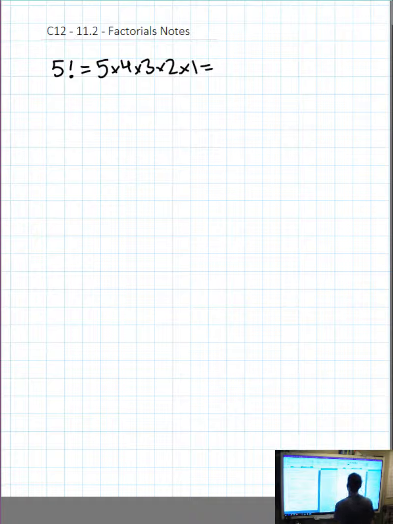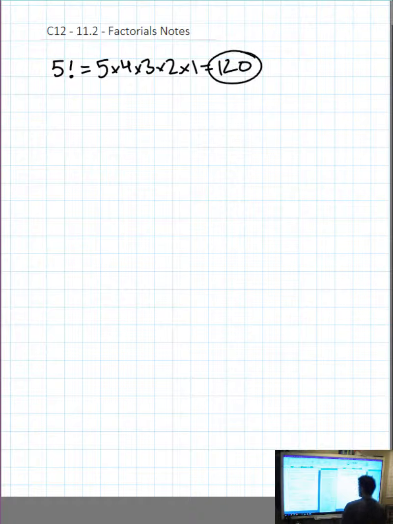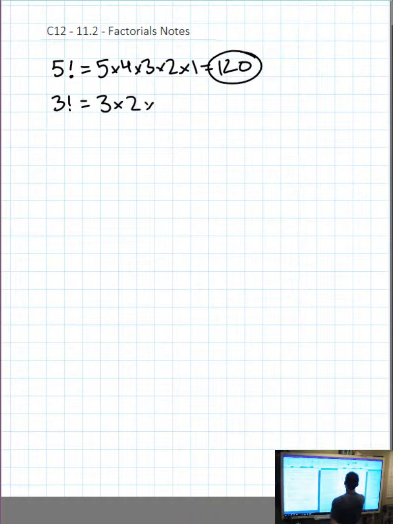And yeah, we can take out the calculator, but 5 times 4 is 20, times 3 is 60, times 2 is 120, times 1 is 120. So 3 factorial is simply just equal to 3 times 2 times 1.